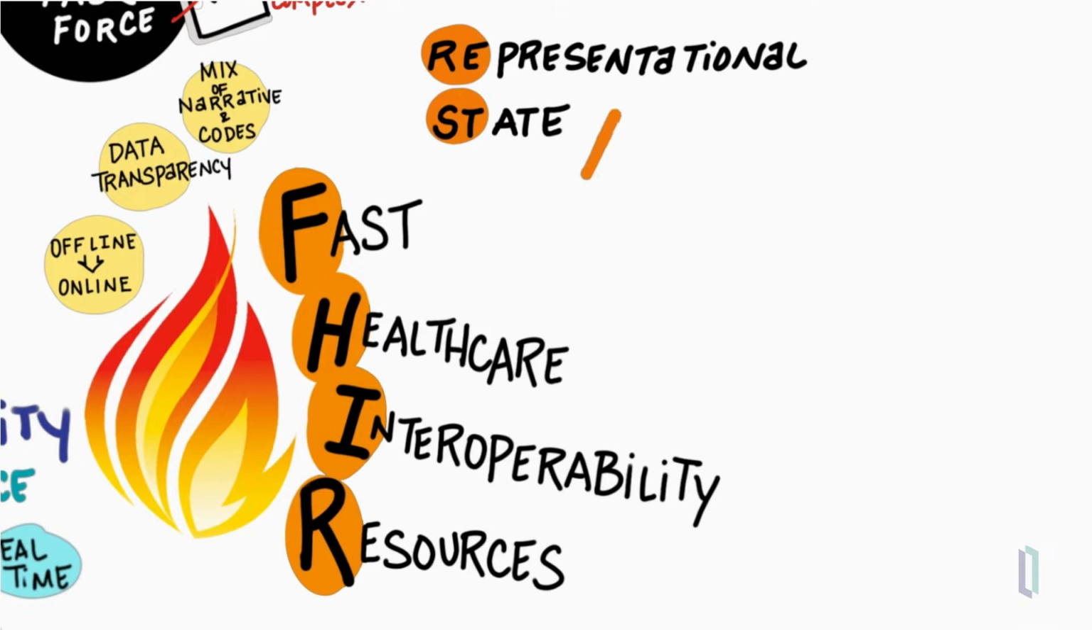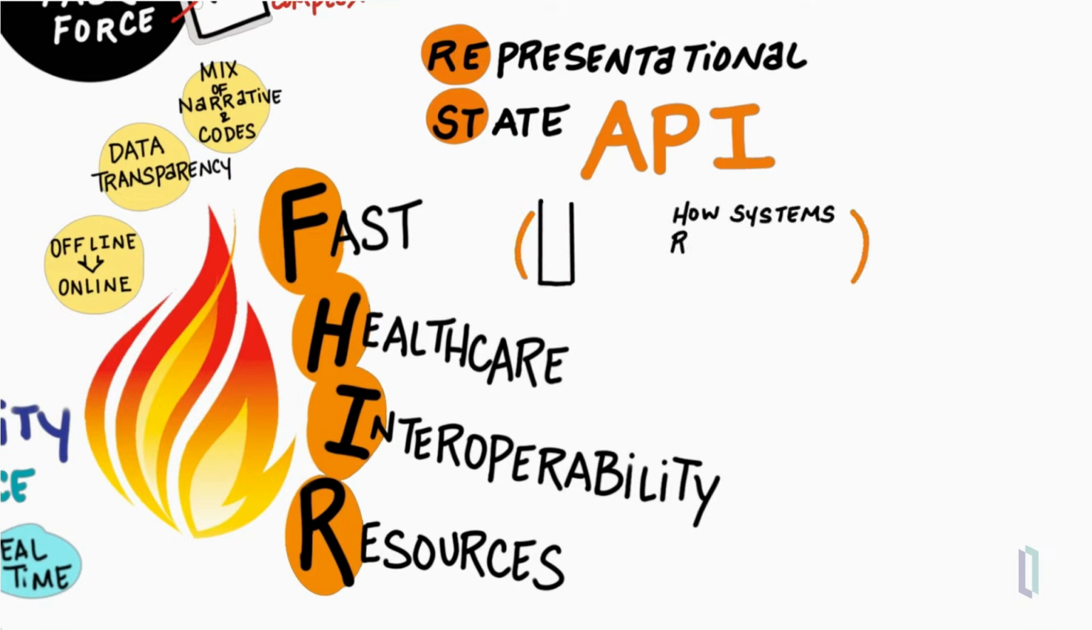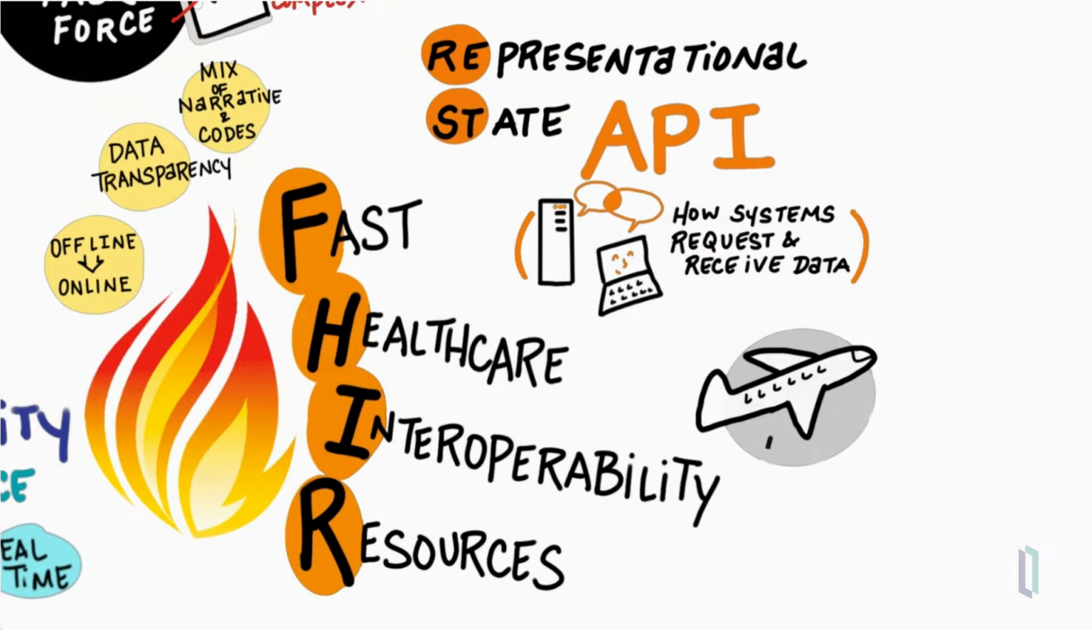So what FHIR is, in its essence, is a representational state API, application programming interface. And those REST APIs are the basis of everything we do on the internet every day, Google and Twitter and Facebook. And perhaps the easiest way to explain it is your favorite travel website.